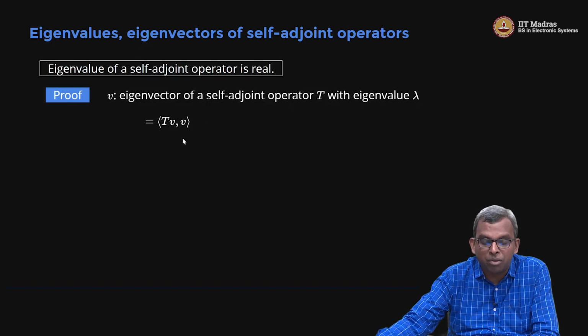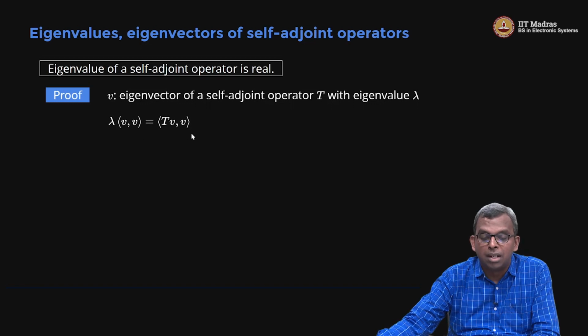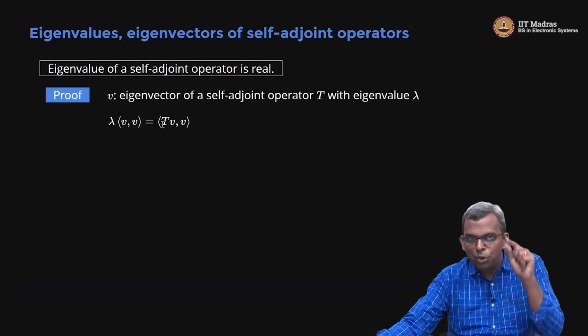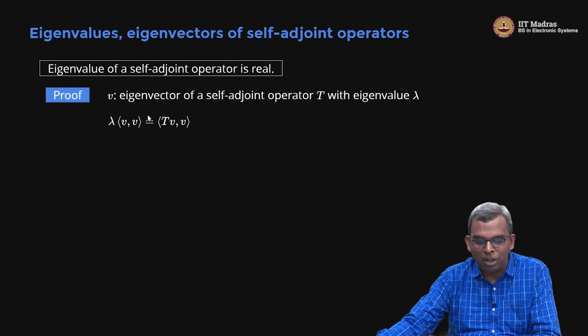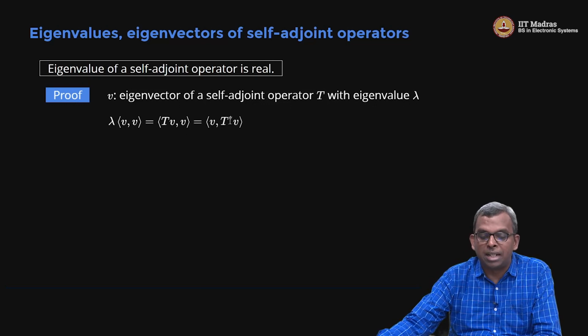It will start with Tv comma V. Now, if you look at Tv comma V, Tv is lambda V, right. So on one side lambda V will come, and the lambda will come out of the first operator. And then what do you do for the other side? You do the adjoint, right. So you equate this inner product to V comma T star V.